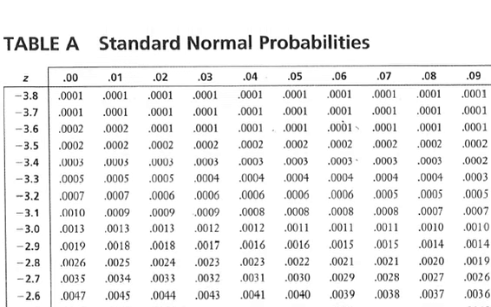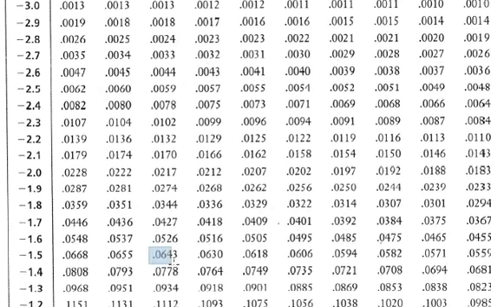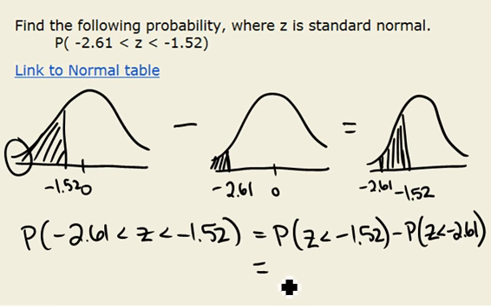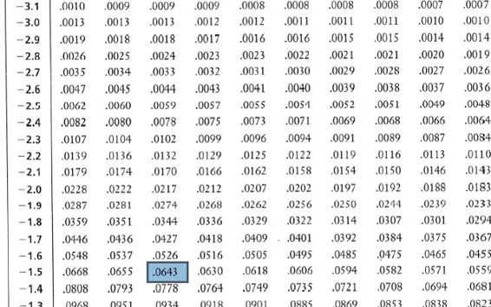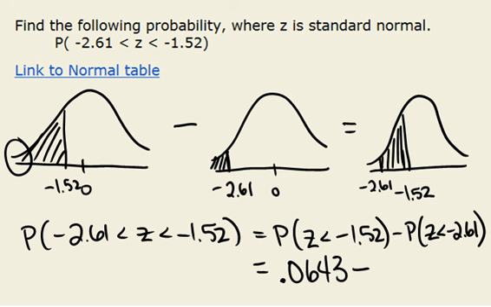Negative 1.52 will give us this probability of 0.0643. So let's add that to our chart here, 0.0643. And then negative 2.61 in the table gives us this value of 0.0045. So that is what we will subtract off. And so we're left with a total probability of 0.0598.